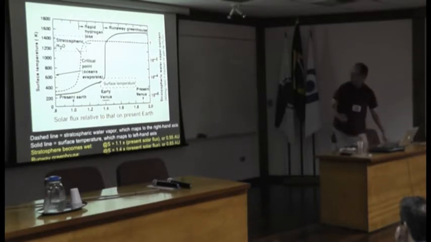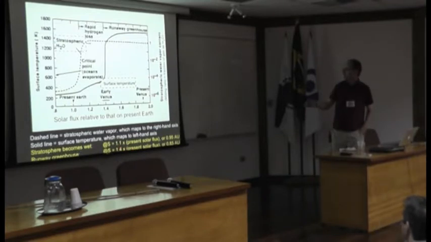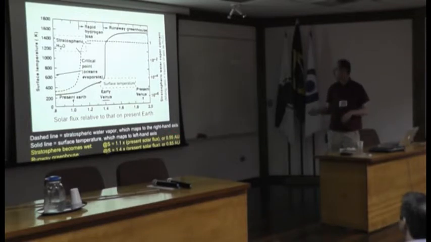And the estimates for the runaway greenhouse from these calculations is that the solar flux needs to be about where this transition line is, so that's about 1.4 times the present solar flux, or equivalently 0.85 astronomical units. Or the moist greenhouse, this transitional state, happens a bit earlier, 0.95 astronomical units.